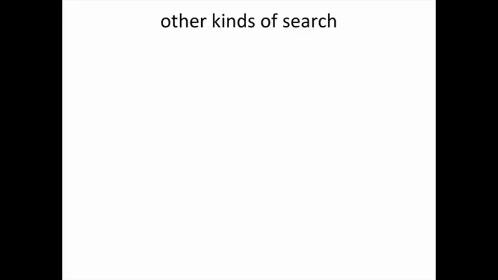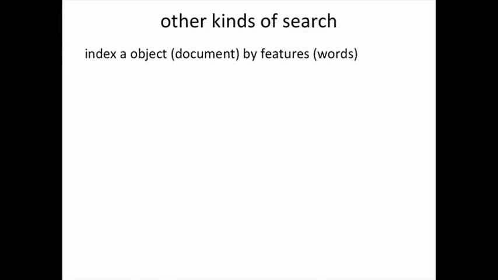Let's consider some other kinds of search now. So far, we have been indexing objects such as documents by the features they contain, which are words, or in the case of records in a database, they are the contents of different columns. Our assumption has been that when we search for a document or a record, our query is a bag of words. In other words, features are what we search with.